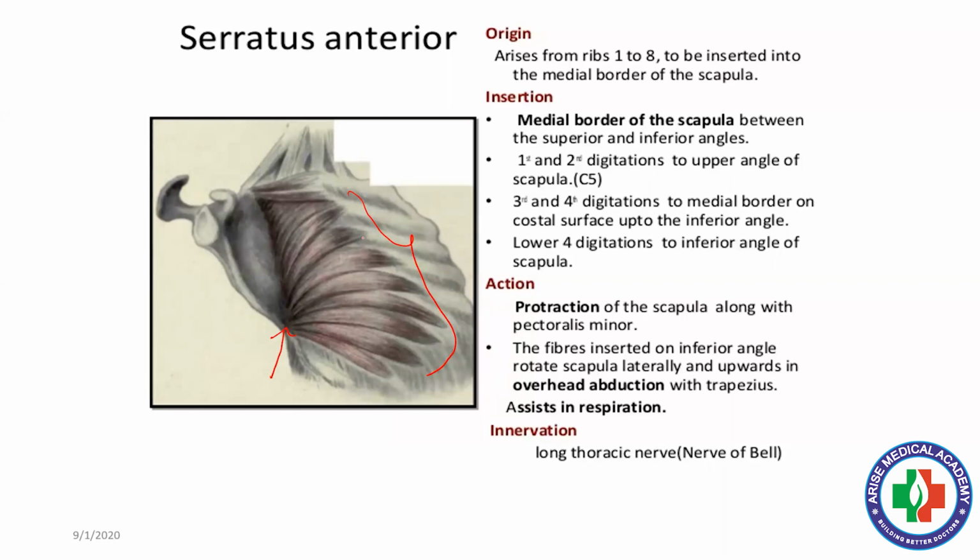So when it contracts, it pulls the scapula forward. It helps you to have these punching movements. When it contracts, the scapula will move forward. It helps in punching movements. So because it helps in punching movements, serratus anterior is called the boxer's muscle.